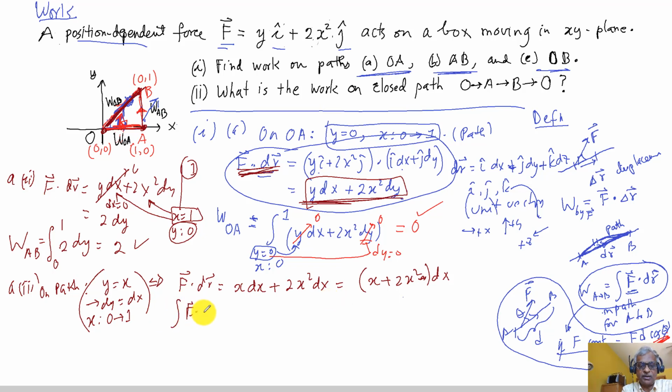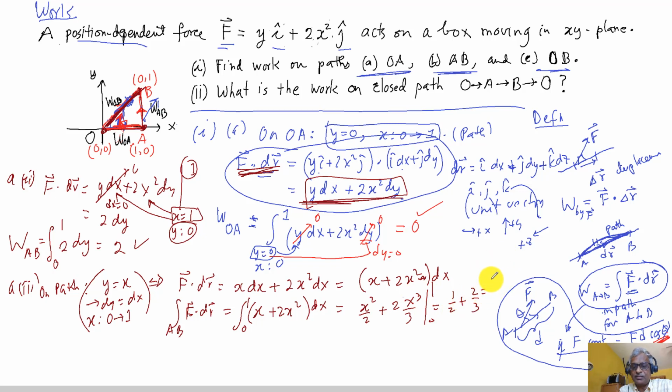Integrate F dot dr on A to B direct path, and that's x plus 2x squared dx, going from 0 to 1. This is x squared over 2 plus 2x cubed over 3, 0 to 1, is half plus 2/3, and that's equal to 7/6, since 3 plus 4 is 7. So that's the answer for this, and that's the answer over here.